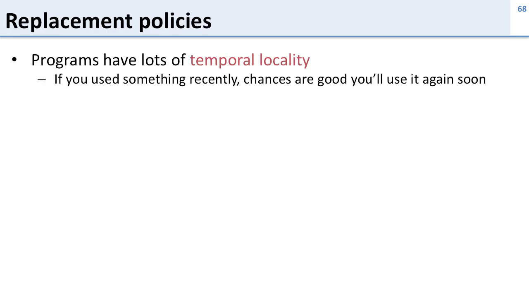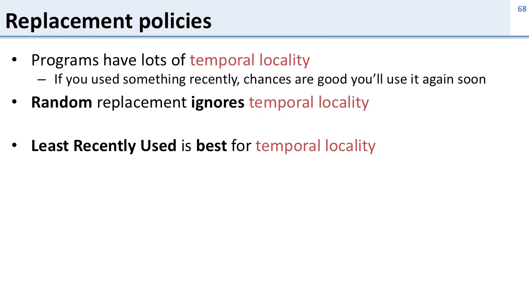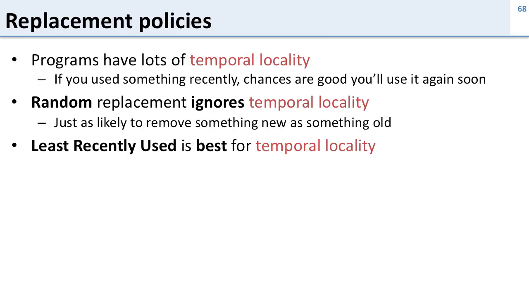So let's review the replacement policies. So we said that programs have lots of temporal locality. So that it's very likely if you just used something, you're going to use it again. We saw that in the loop. Random replacement ignores temporal locality, and LRU, or least recently used, is exactly a temporal locality policy. So in random replacement, you're just as likely to remove something new as something old because you're choosing it at random. But in LRU, you're always replacing the oldest thing. So you always keep the newest thing.